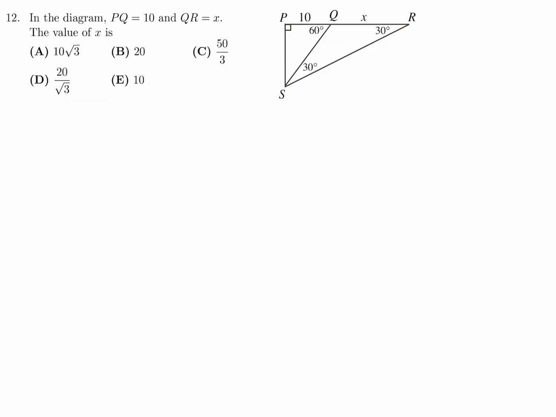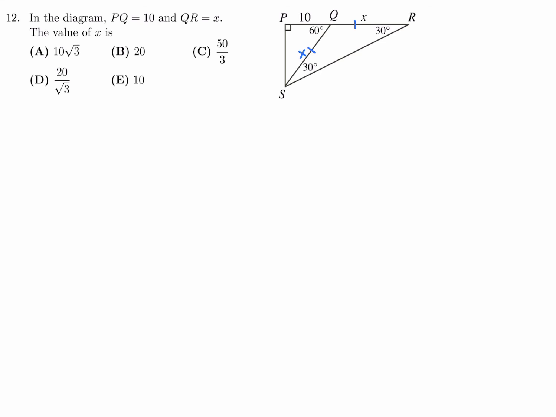In the diagram, PQ is equal to 10 and QR is equal to x. The value of x is. In this diagram, you'll notice that this angle and that angle are the same. So that means that this side and that side must be the same. That's a property of isosceles triangles. So if this side is x, that means this is x also. So I'll write that in there, x like that.